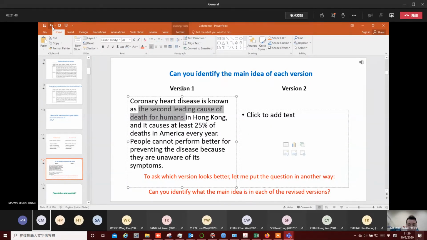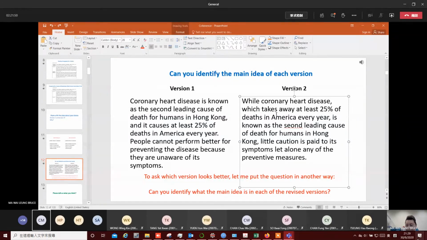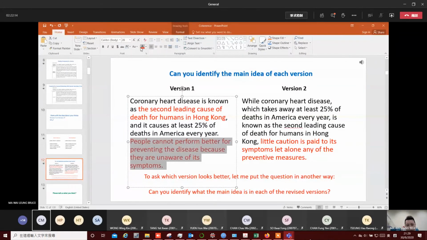But when we look at version 2, most students are able to identify the main idea. The main idea is at the end: little attention is paid to its symptoms, not to mention any preventive measure. Many students pointed to this in the past. But for version 1, some people point to this, some people say that. Quite unsure.